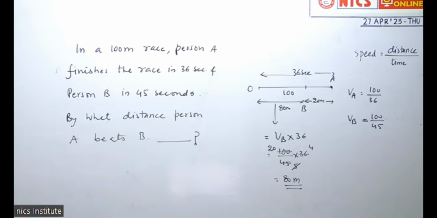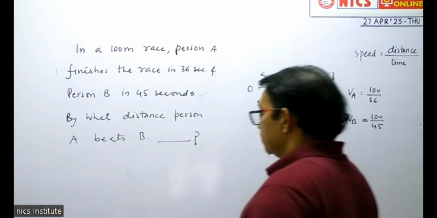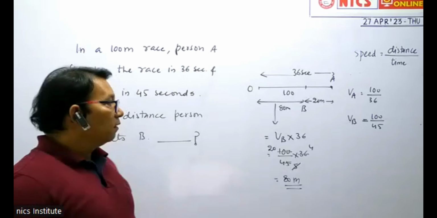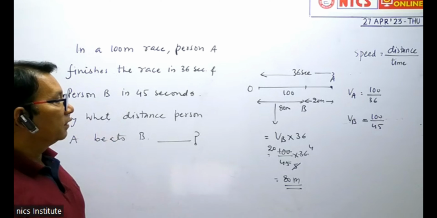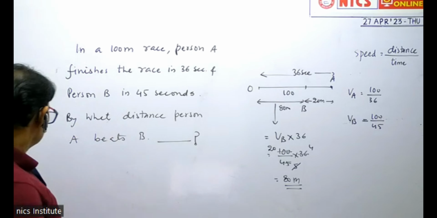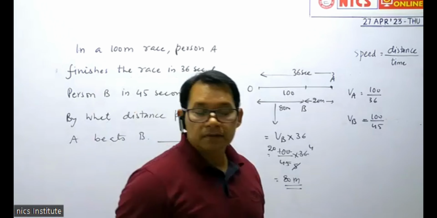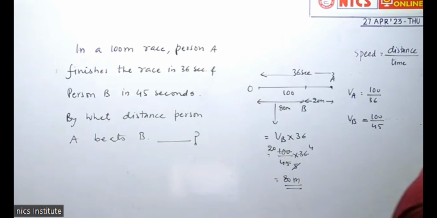Then there was this question: the sum of interior angles is 2160. Find the number of sides of the polygon. Directly you can use that formula. The sum of interior angles of a closed figure is 2160.